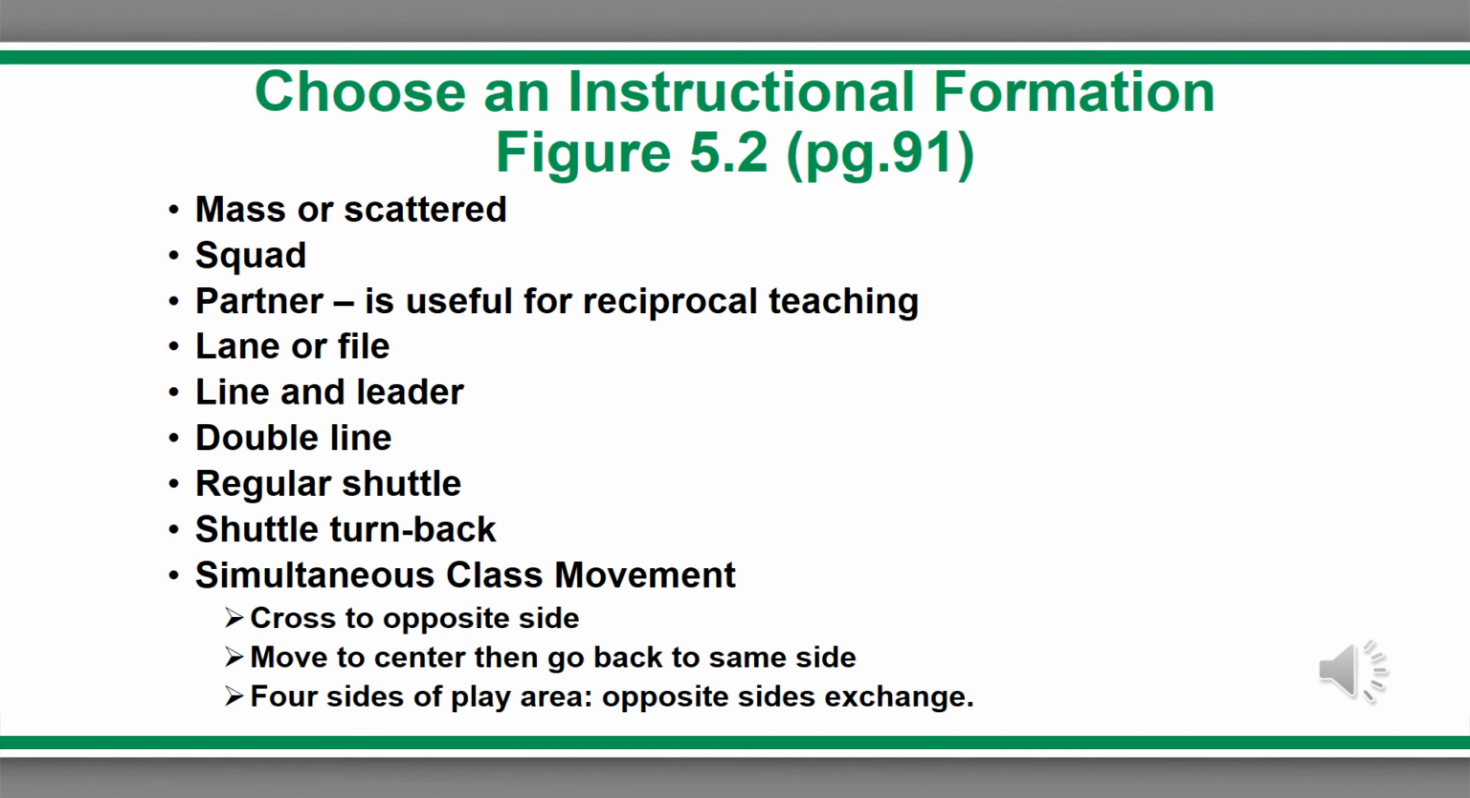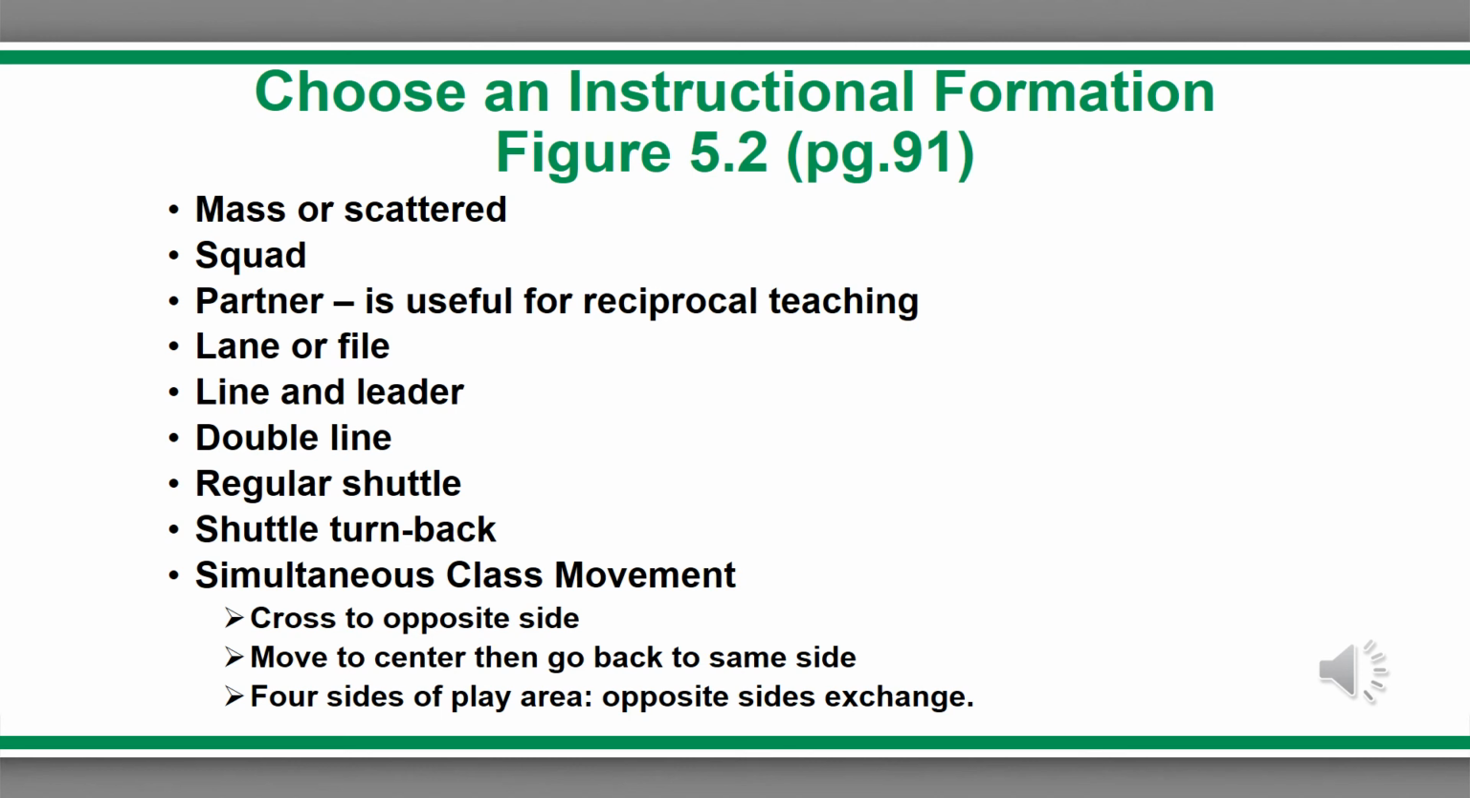Double line formation is like a zigzag formation. That works well. You also have regular shuttle formation where maybe 4 students are aligned facing 4 students in another line, and then they may practice passing, and then they'll go to the back of the other person's line. Shuttle turn back is like regular shuttle, except whenever the students get to the middle, instead of crossing and then going to the other line, they're going to turn back and go back to the same line that they started with.